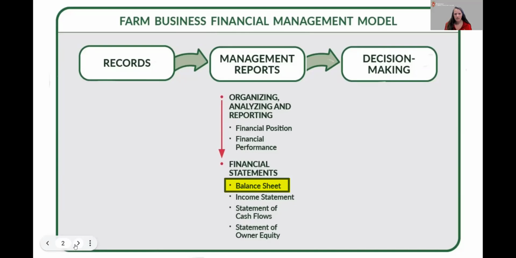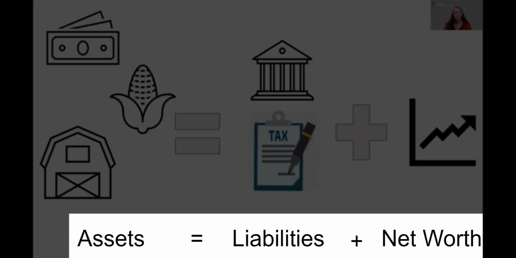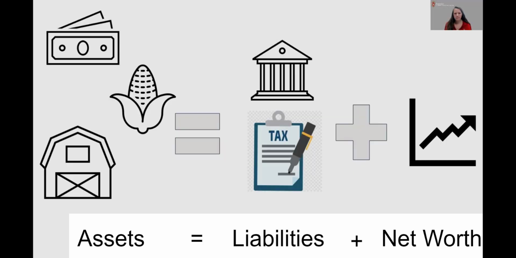certain date. The balance sheet is also known as the net worth statement or statement of financial position because of the importance of net worth with respect to representing your farm business's financial position. The balance sheet is referred to as such since it adheres to the accounting formula: assets equal liabilities plus net worth. Let's take a look at each of the parts of this equation.